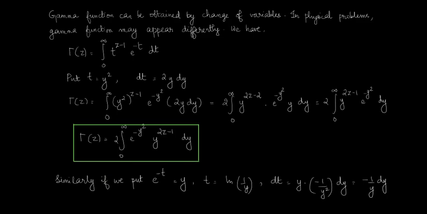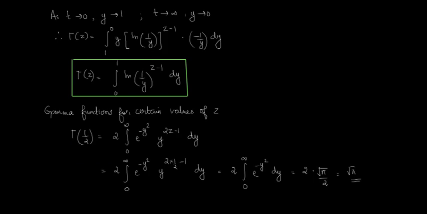See, here you have substituted y as e raised to minus t. So when t is 0, you have e raised to 0 and your y becomes 1. And when t goes to infinity, you have e raised to minus infinity, which is 0. So when your t goes to 0, y becomes 1, and when your t goes to infinity, y becomes 0. So your limit changes like this. Gamma of z becomes 1 to 0.